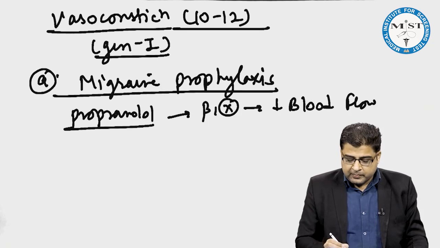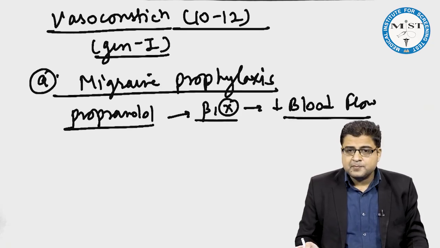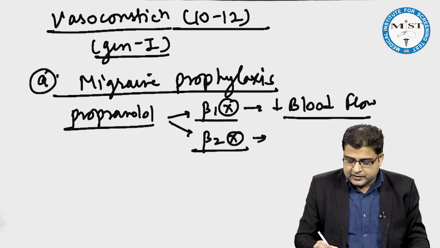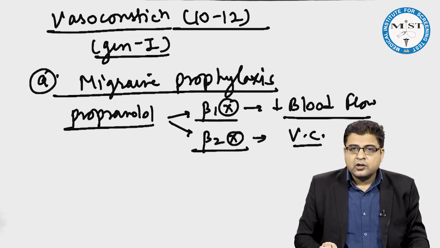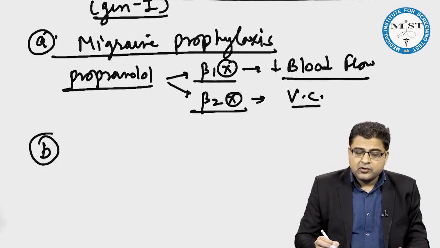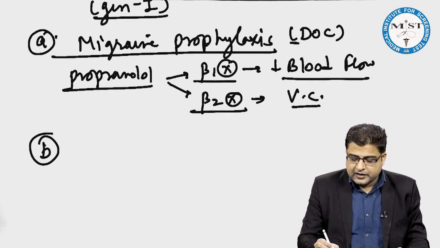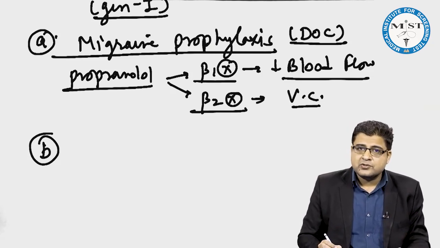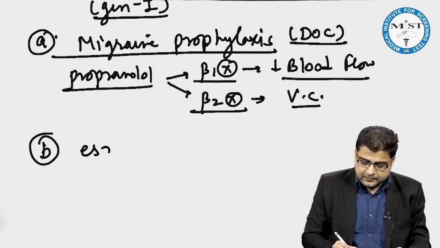So, propranolol by blocking beta 1 receptor reduces this blood flow, and by blocking beta 2 receptor will result in vasoconstriction. Now, the same thing applies to esophageal varices. So, please remember propranolol is the drug of choice for migraine prophylaxis. Propranolol is also considered one of the very good drugs for esophageal varices prophylaxis.